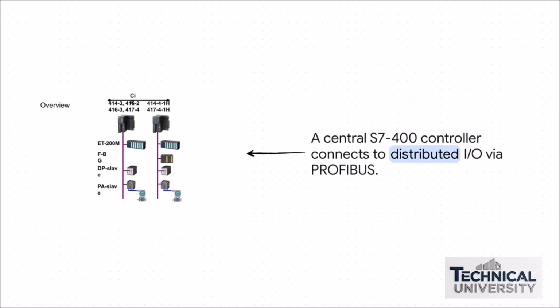Okay, so picture this. This is the typical playground for CIR. You've got your central S7-400 controller, that's the brain, the Profibus DP master. CIR is basically the magic that lets you perform remote surgery on the nervous system. You know, your distributed I/O like ET200M stations and other field devices, all without ever putting the brain to sleep.